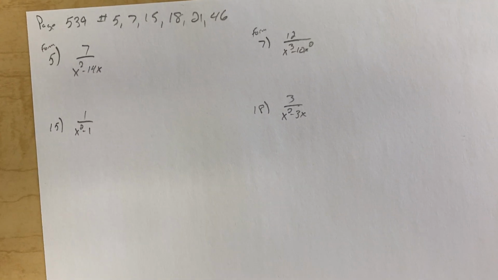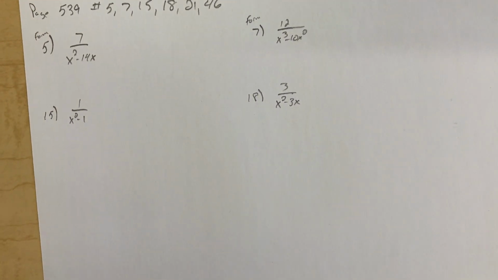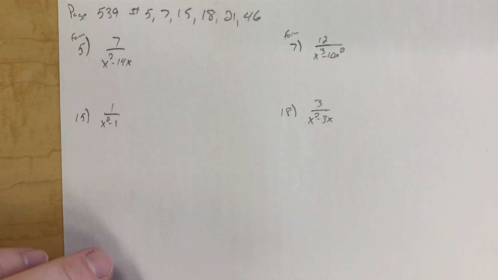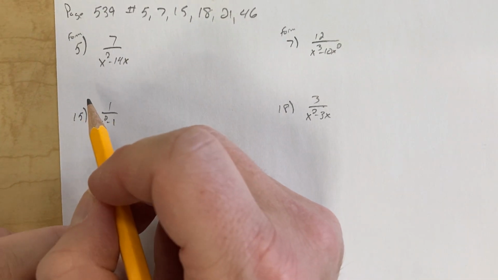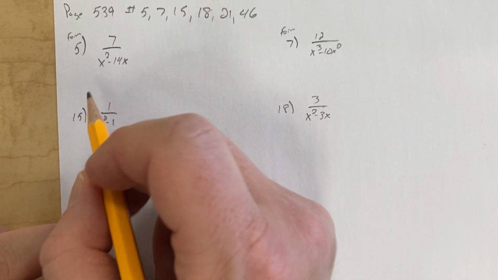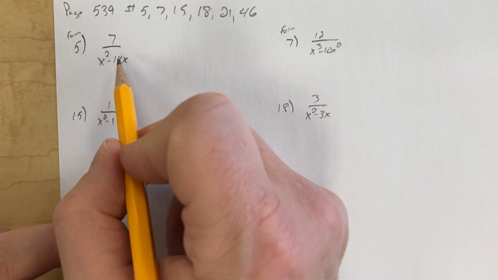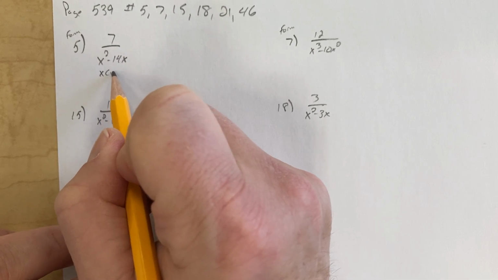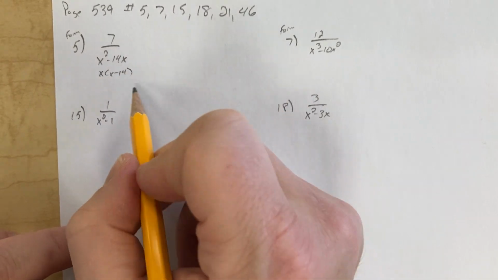All right, now we deal with partial fractions. This is something that will come up in the second part of calculus next year when we do integration, and it's really just working through some algebra type stuff. So on this one, for 5 and 7, we're just trying to find the form. In other words, factor this out, which will give us x times x minus 14.